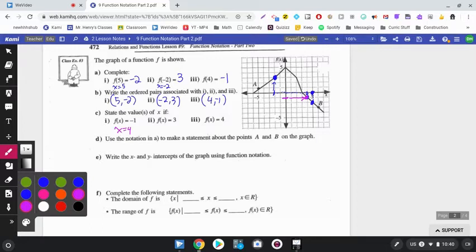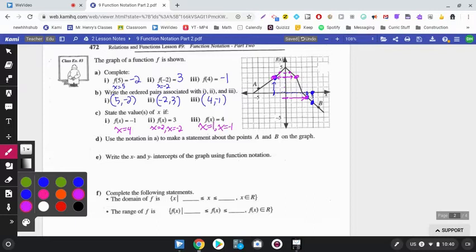F of x equals 3. Okay, well, I go up 1, 2, 3. Oh, there are 2, to the right and to the left. I actually have 2 values. It could be x equals 2 or it could be x equals -2. Those are the two options where you have an output of 3. And x equals 4, one higher. Yeah, same thing. Okay, x equals 1 or x equals -1.